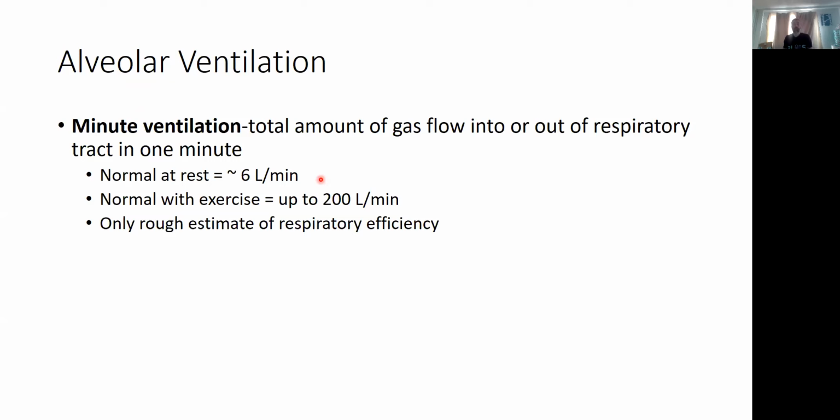Right? Now you take somewhere around at rest, say 20 breaths per minute, about 5 seconds a breath, about half a liter per breath, gives us 6 liters per minute. Okay? But if we start hyperventilating, right, or with exercise, we can get up to maybe 200 liters per minute. So there's a very large room for expansion here. It's a very simple measurement to make, but it's a really, really rough estimate of respiratory efficiency.